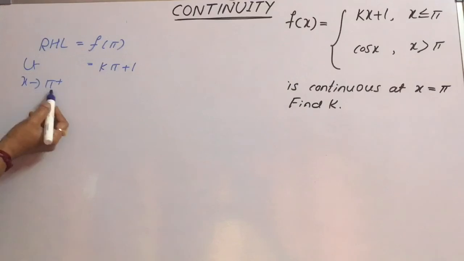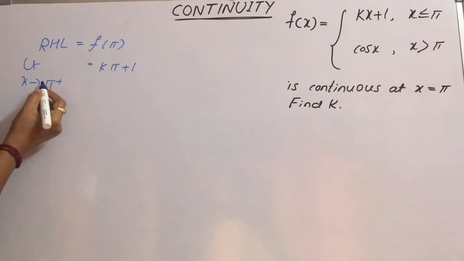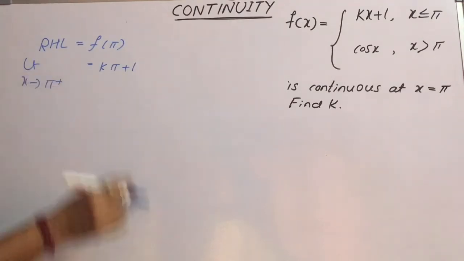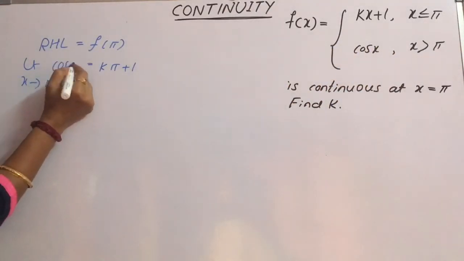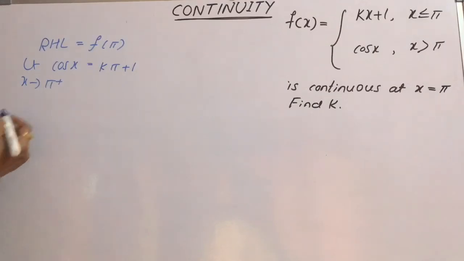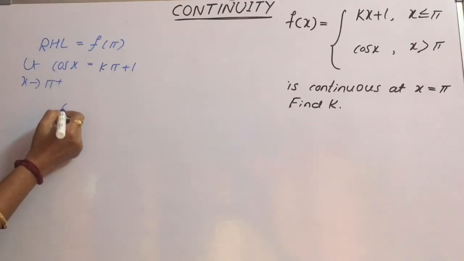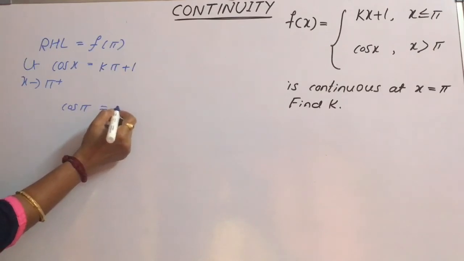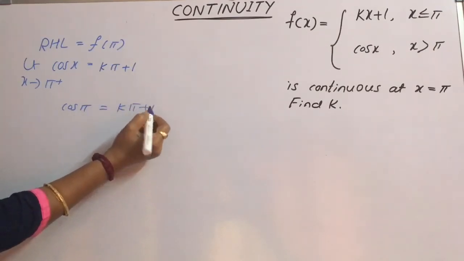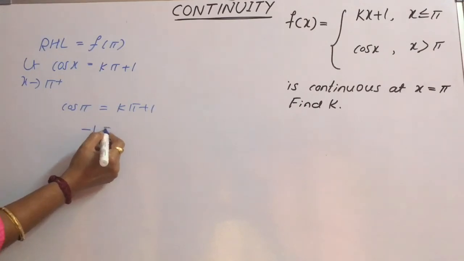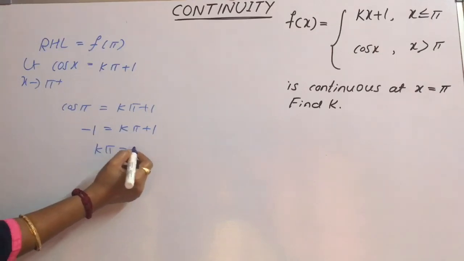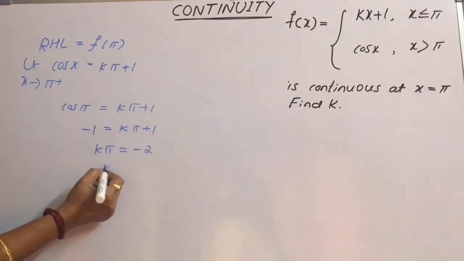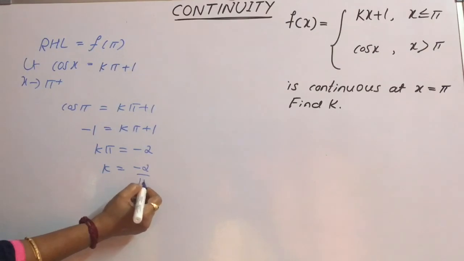Pi plus because approaching pi from the right hand side means giving values greater than pi. So when x is greater than pi, the defined function is cos x. If we substitute the limit value, x equal to pi becomes cos pi equal to k pi plus 1. But value of cos pi is minus 1. So we'll get minus 1 equals k pi plus 1. So k pi is equal to minus 2. K is equal to minus 2 by pi.